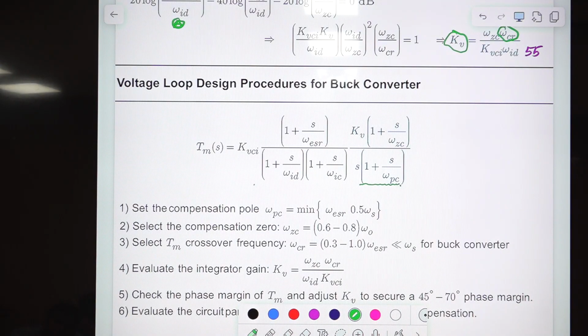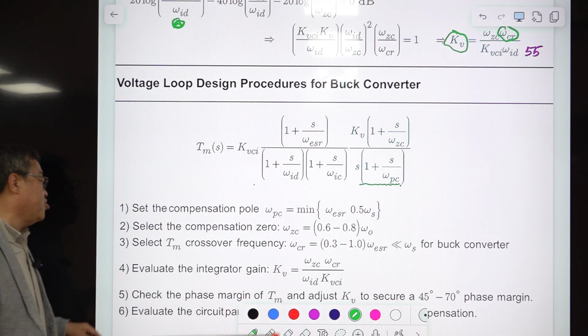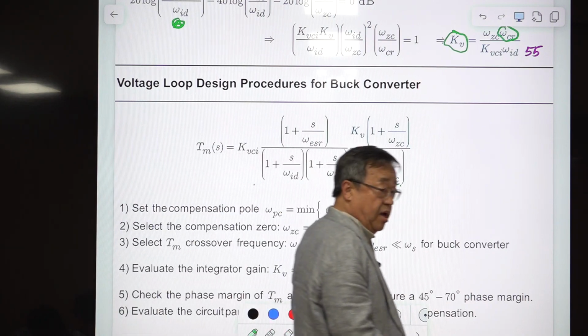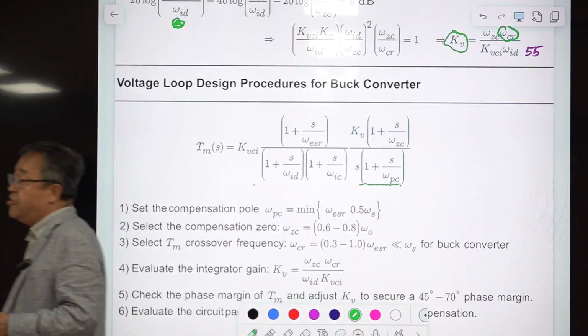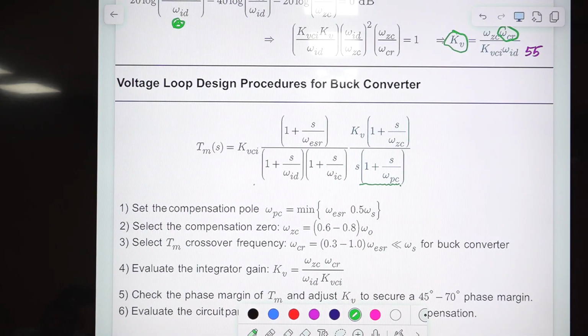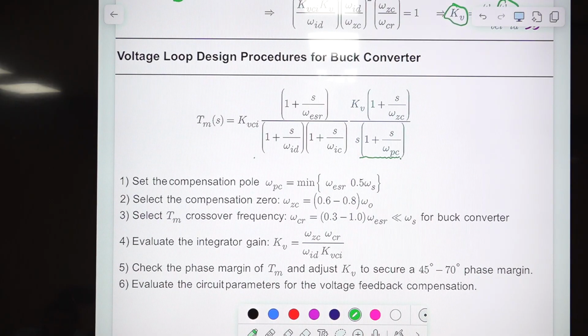That comes later when we discuss the boost converter: evaluate the DC gain KV based on the previous equation, and check the phase margin. And if the phase margin is not acceptable, then adjust this one a little bit. But you probably don't need any iteration. You will get an almost optimal design at your first trial.